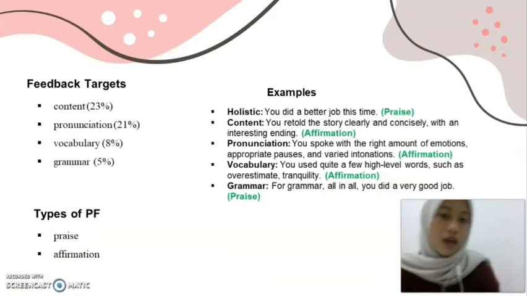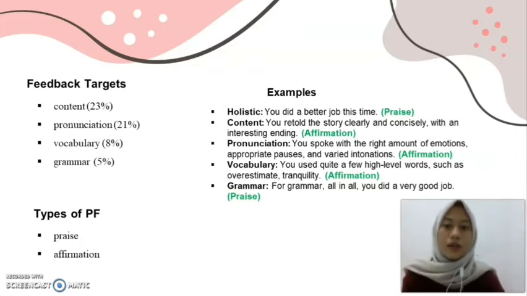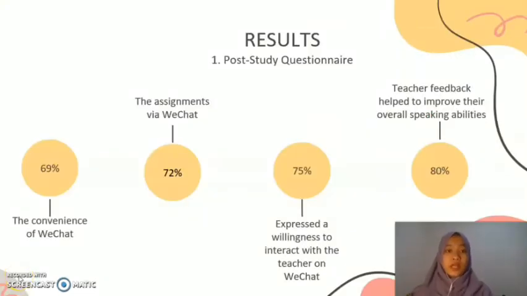In terms of PF, holistic compliment made up 43% of all the feedback targets, followed by content 23%, pronunciation 21%, vocabulary 8%, and grammar 5%. The types of PF found were praise and affirmation. And okay, that's all from me. The next slide will be explained by my partner. Result. The first, post-study questionnaire.